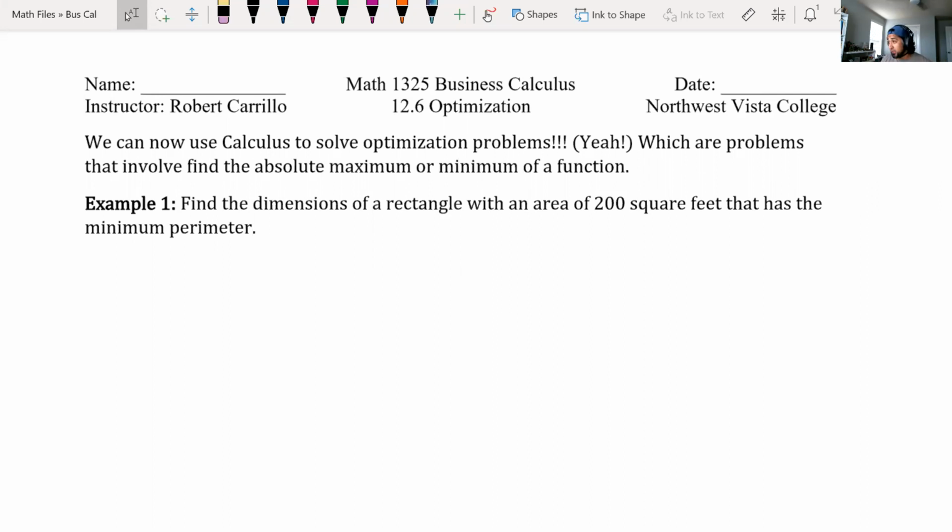To find a max or min, we find the first derivative, set it equal to 0, and solve for x. That'll help us find whether it's a max or min. So when you optimize, it doesn't matter: as long as it says optimize, you're either finding a max or a min. It's the same process.